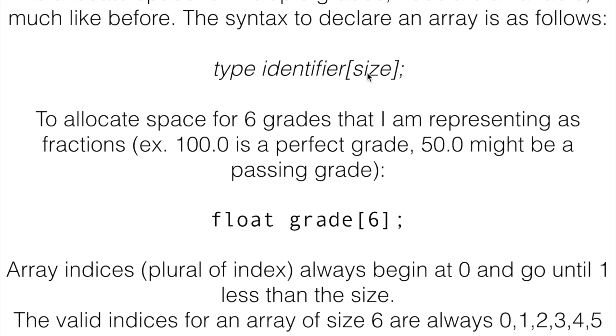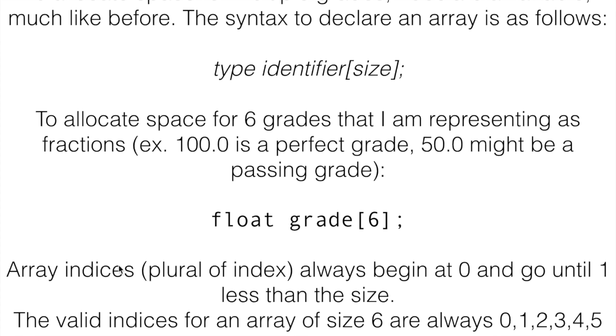So for example, if I wanted to allocate space for 6 grades that I'm representing as fractions, so for example, in this case, 100.0 is a perfect grade, and 50.0 might be a passing grade. In order to give me space to store 6 grades, I would write the following. Float, right, which is my type indicating that it can store fractional numbers, and then I write grade, which is a name I've chosen in order to describe that information, right? We're storing grades, so grade is a reasonable choice here. And then finally, because I have 6 grades to store, within these square braces, I put the 6, which ensures that the C compiler will make sure that we get enough space to store 6 floating point grades.